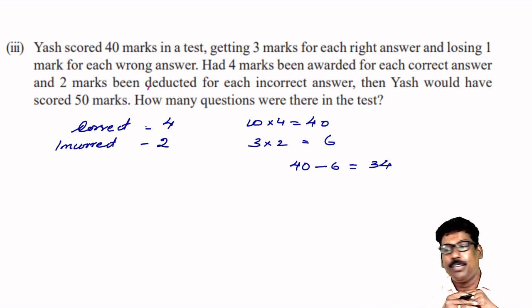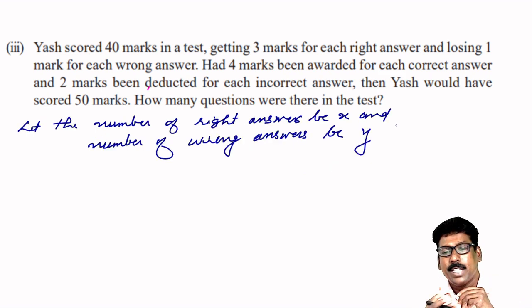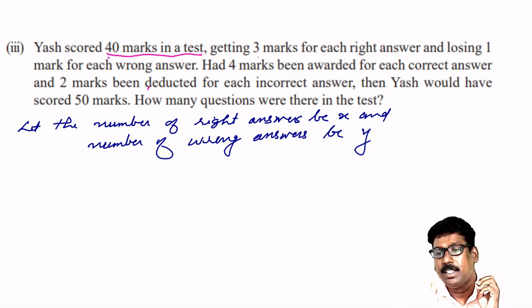Here in this question, we can take, let x be the number of right answers and y be the number of wrong answers. So we can write, let the number of right answers be x and the number of wrong answers be y. Then if you add x and y, you will get the total number of questions. Now look at the first condition. Yash scored 40 marks in a test, getting 3 marks for right answer and losing 1 mark for each wrong answer.